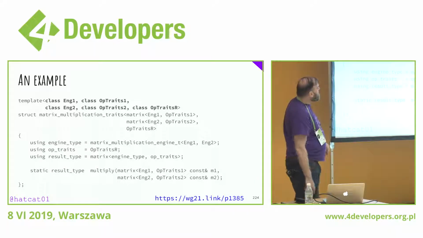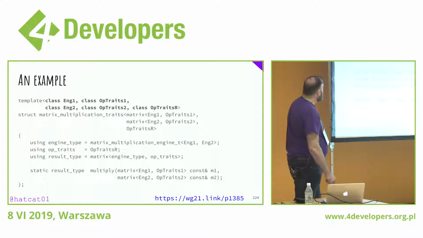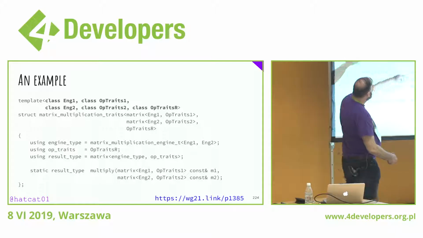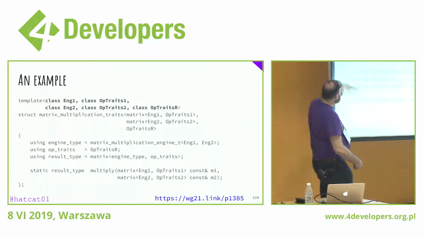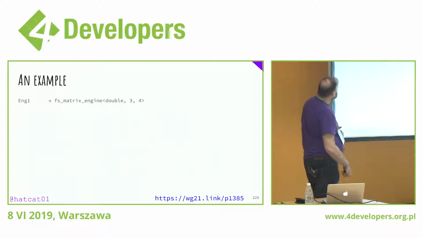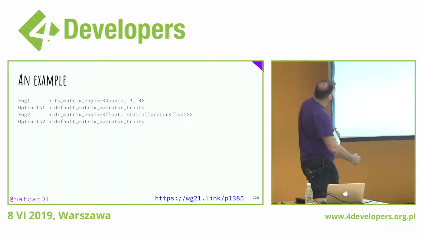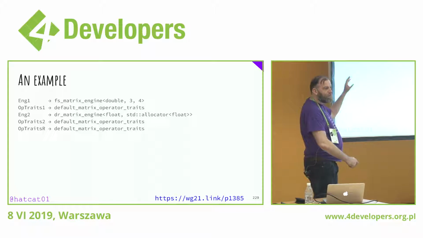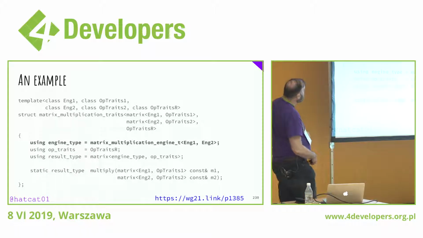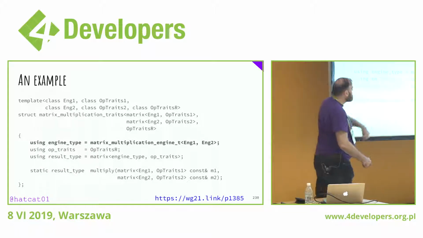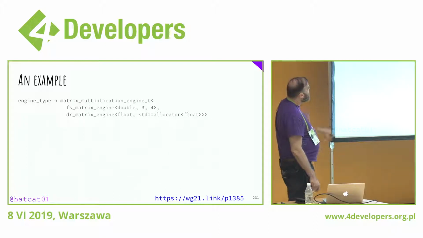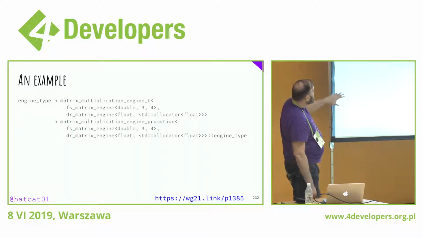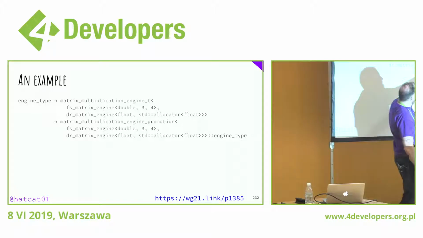So matrix multiplication traits, what does that look like? Same process all over again. We have to figure out these 5 template parameters and then evaluate these. Fixed size matrix engine, default matrix operator traits, and the result, default matrix operator traits, which you'll recall from our earlier promotion. So engine type, matrix multiplication engine_T, ENG1, ENG2, looks like this, which is matrix multiplication engine promotion engine type.